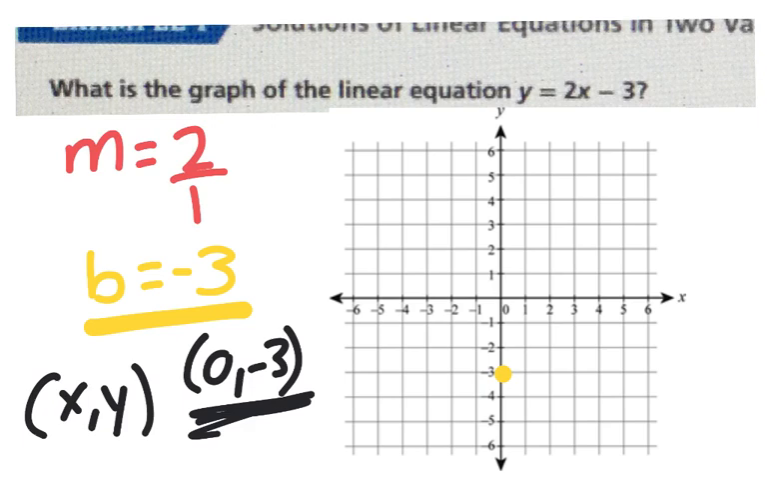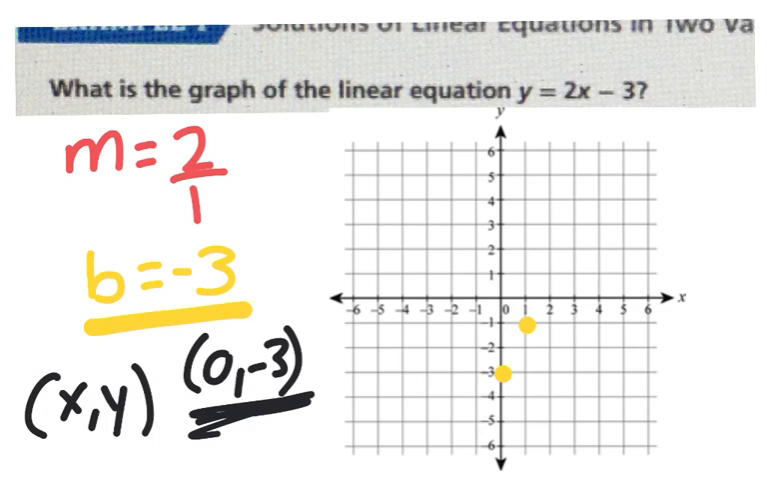Now, from this point, I use the slope to find more points. So from here, if the slope is 2 over 1, that means I can rise 2, run 1. Because my run is positive, that means I'm going to go right. So that would be right here at negative 1, 1. That would be another point.